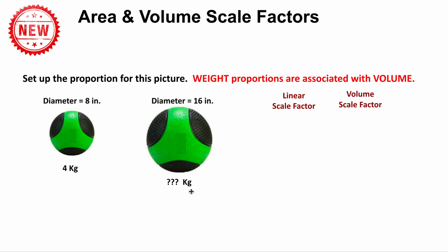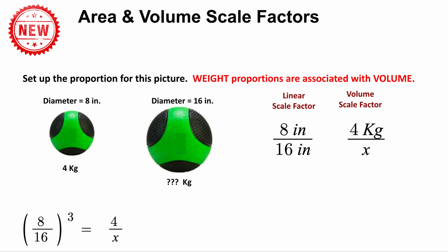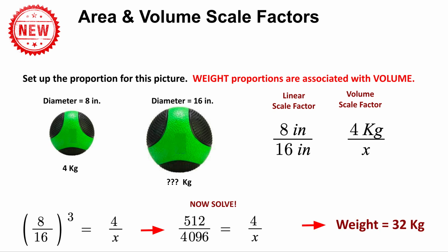But I'm going to do the proportion first. Let's set up the proportion by saying 8 over 16. And the ratio of the weights go from 4 over, I don't know. All right, so I can't say these are equal because I have to cube this ratio like I was just saying a second ago. So cube the 8, cube the 16. That turns into 512 over 4,096. As you cross multiply and divide, you get the answer like I just said, which is 32 kilograms.